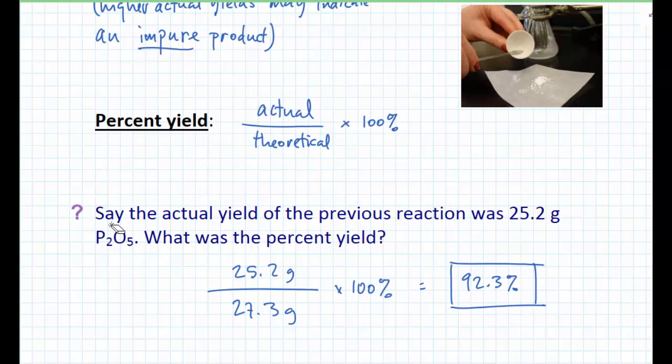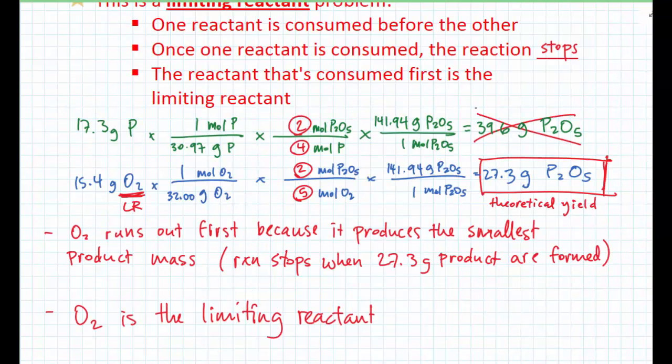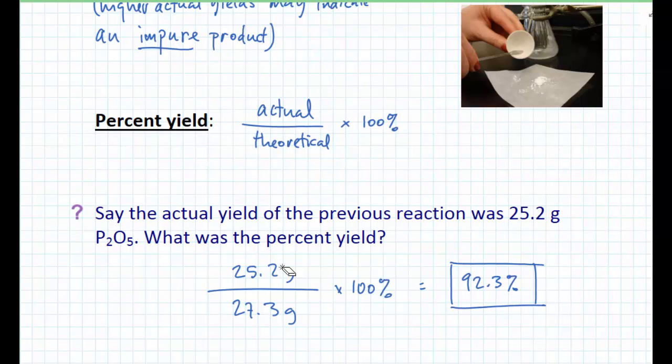You will also sometimes see this type of question tacked on to a limiting reactant question, like the previous one. It could just be a matter of saying 25.2 grams of P2O5 are formed. What is the percent yield? Well, to do that, though, first you'd have to go through the calculation we did before, starting with each of your reactants, using the smaller answer to figure out theoretically how much we could possibly get. And then you can take your actual divided by theoretical.